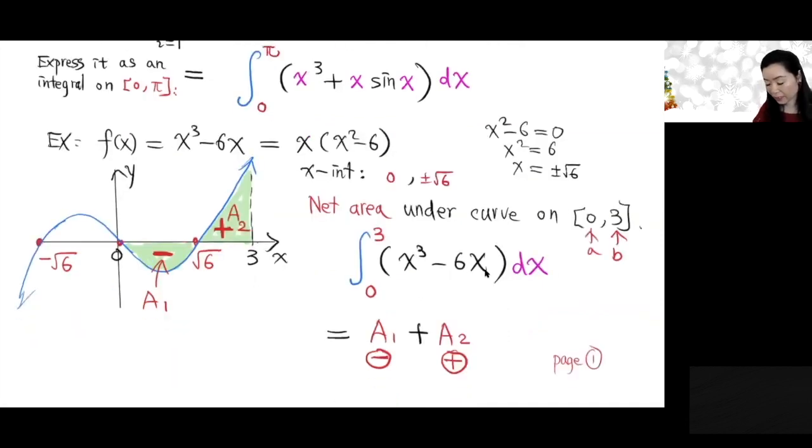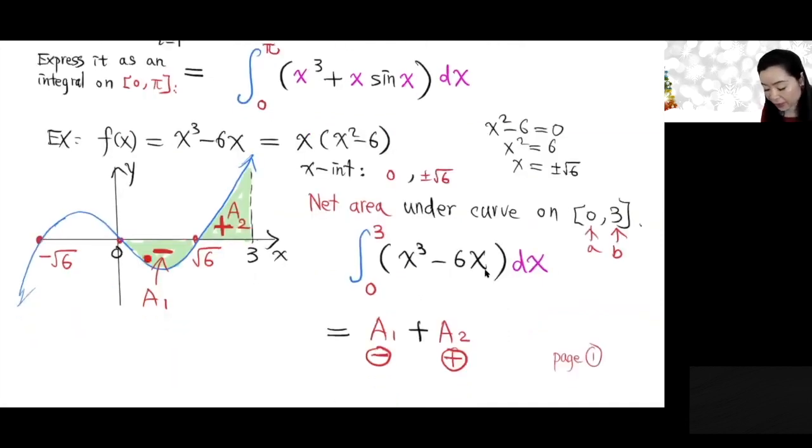The graph of it looks like this, an S shape, because of the cube. Those are the 3 x-intercepts. You see over here, the graph is above the x-axis. So if you use a Riemann sum, you get a positive result, right?